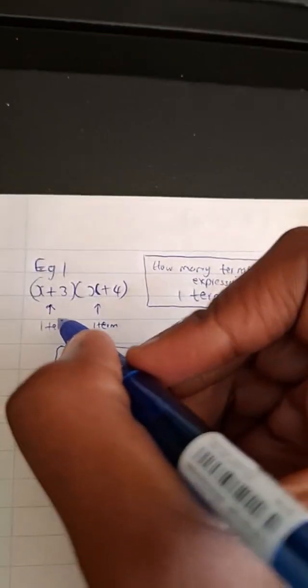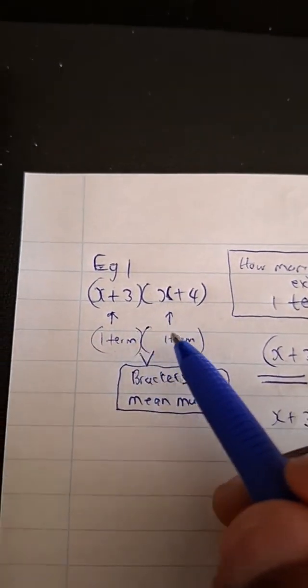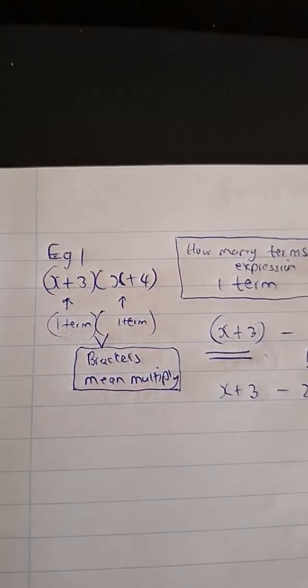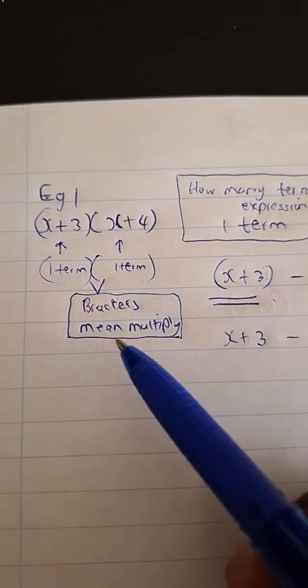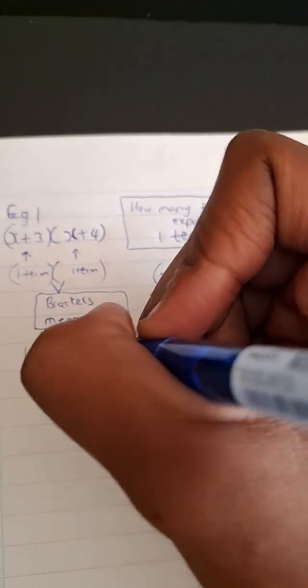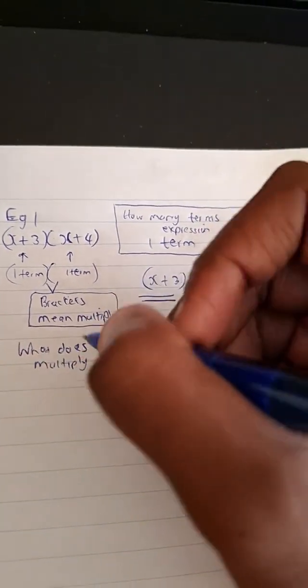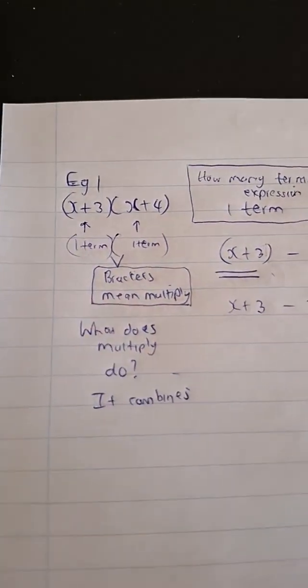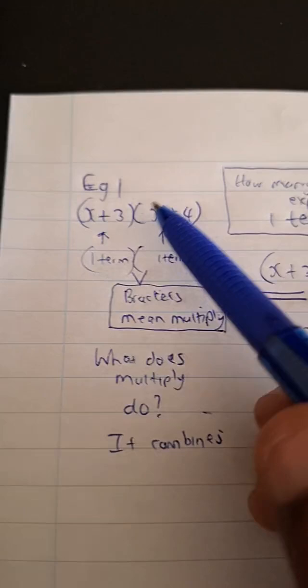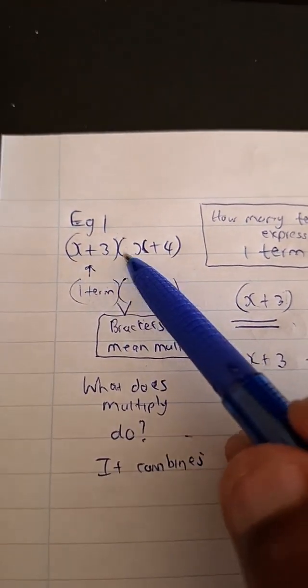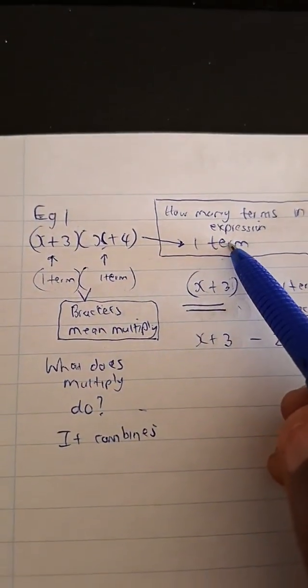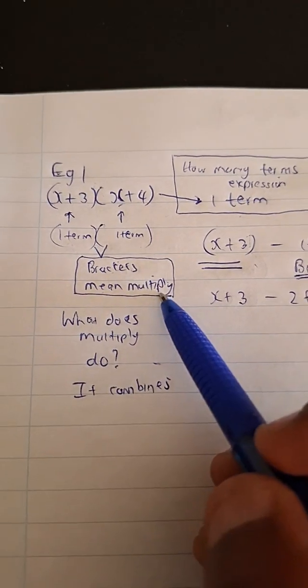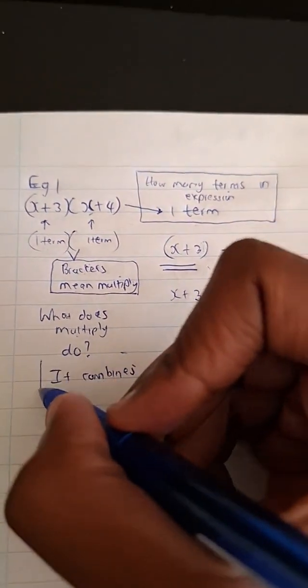Yes, we have one term, but remember, it's one term because it's in a bracket. There's another term, it's in a bracket. But these together are further combined by a bracket. What do brackets mean? Multiply. What does multiply do? It combines. So that means this x plus 3 in brackets and this x plus 4 in brackets, combined together with the multiplication sign, make this thing become one term. And that is because brackets mean multiply. What does multiplication do? It combines.